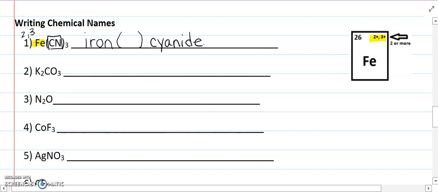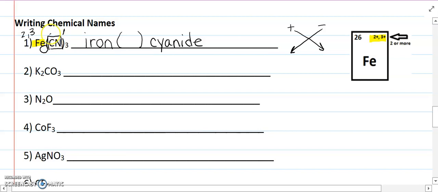Now, the other thing I need from cyanide is what's beside the ion. And cyanide is going to be a 1- charge. With an ionic compound, we take the charge from the positive and switch it with the charge from the negative. So ones are not generally written, and when I have nothing written here, that means 1. That came from the cyanide.